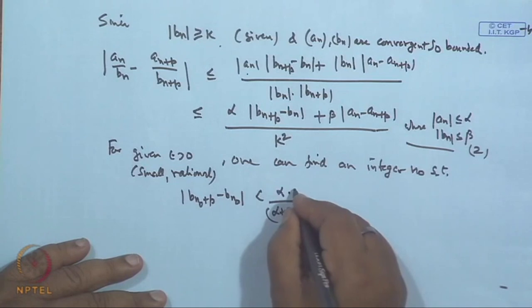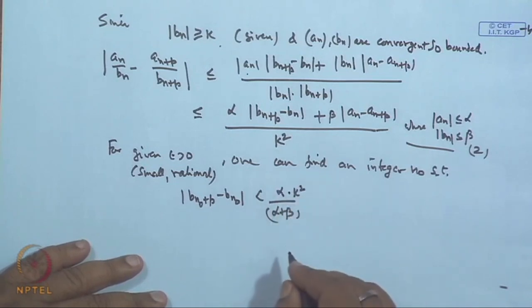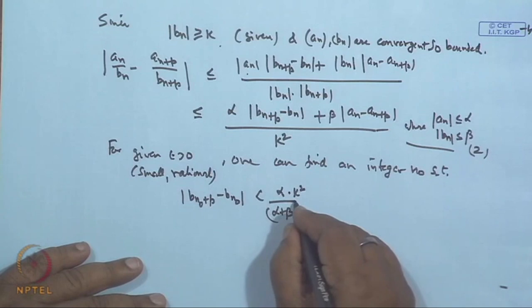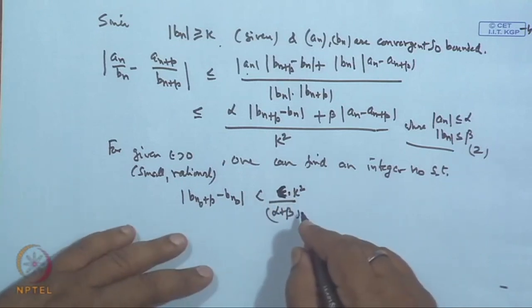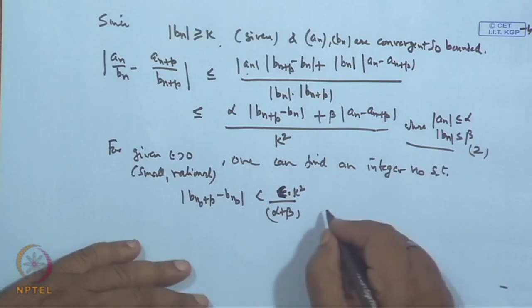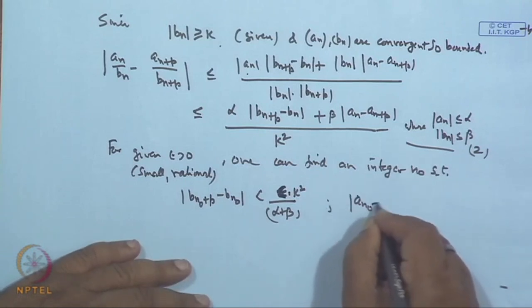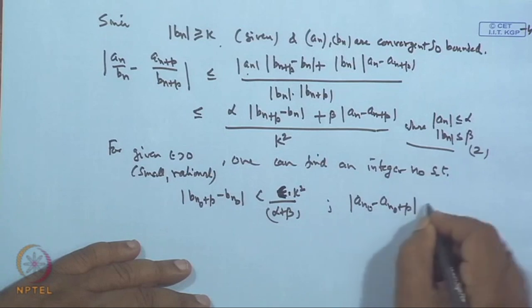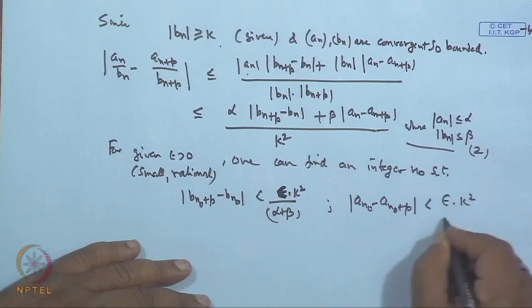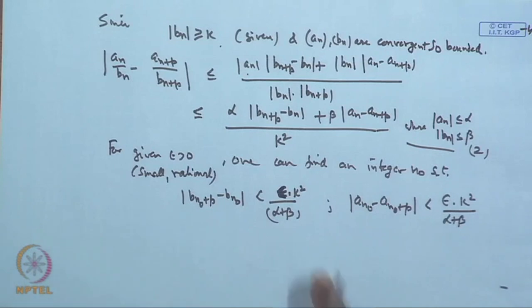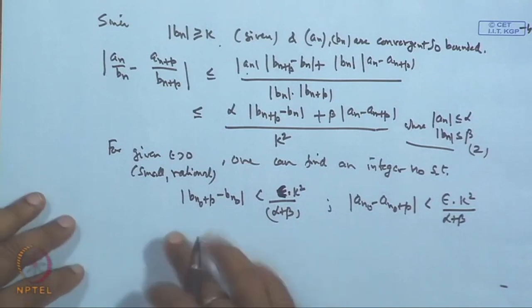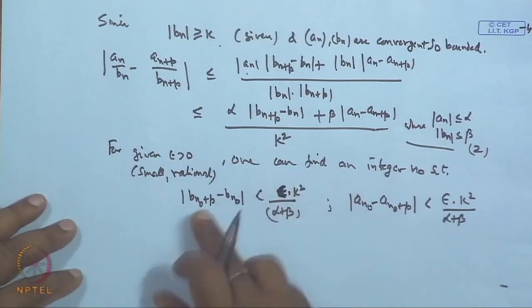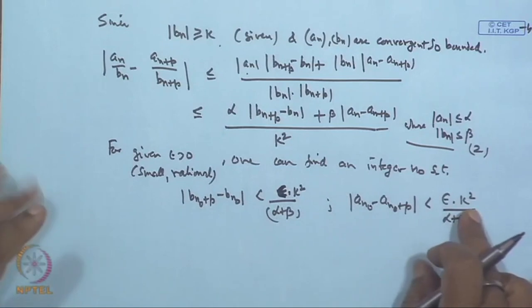And then k square we want to remove. So, let it be removed, this is epsilon, not alpha, this is epsilon. So, epsilon naught into k square by alpha plus beta, and mod of a n naught minus a n naught plus p is also less than epsilon naught into k square divided by alpha. Because basically this is a very small quantity. Once you multiply by epsilon naught, the whole thing becomes very small. So n naught can be chosen in such a way that this entire thing is less than this. Similarly, this is less.